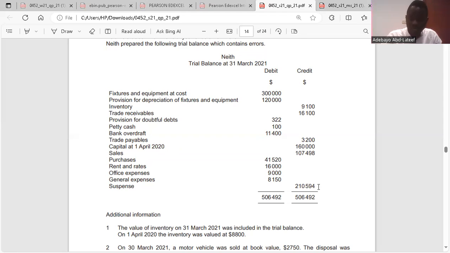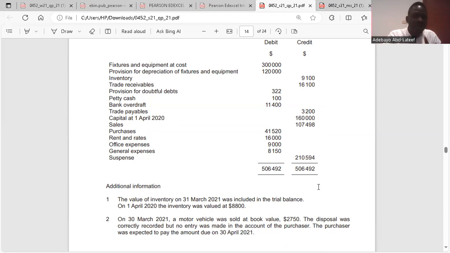We have fixtures and equipment. Of course, that will be on the debit side, which is 300,000. Provision for depreciation of fixtures and equipment will be on the credit side, which is 120,000. Inventory. There's additional information about inventory. They said the value of inventory on 31 March 2021 was included in the trial balance on 1 April 2020. The inventory was valued as 8,800. So that is the real value for inventory.